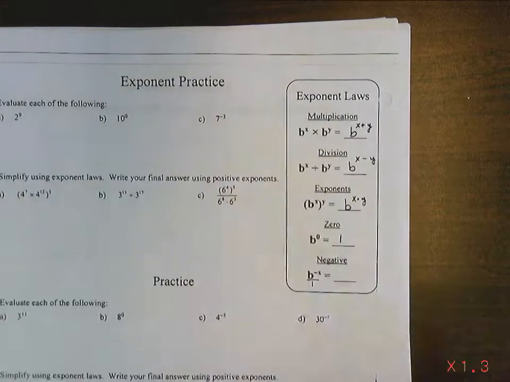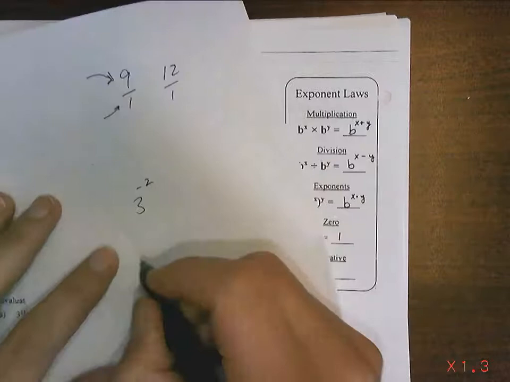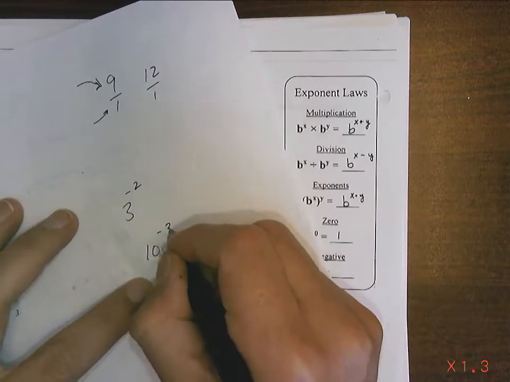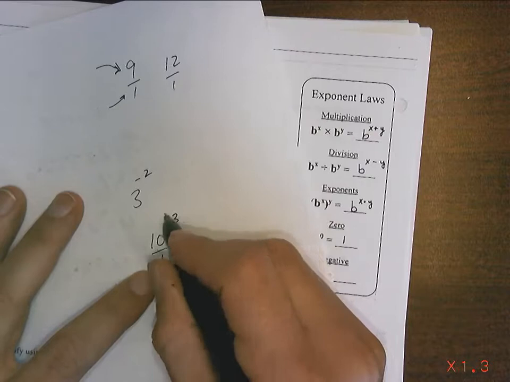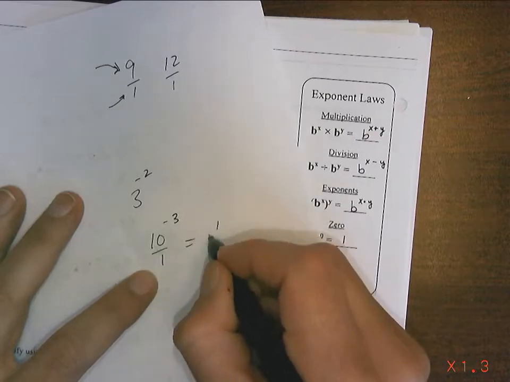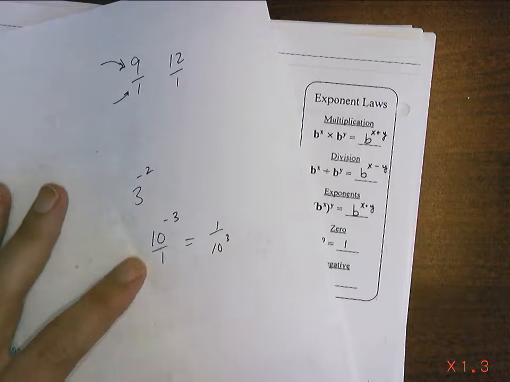So when I have b to the negative x, anything at all, 3 to the negative 2, well, why don't I use something you've seen before? 10 to the negative 3. So when I have 10 to the negative 3, then if the exponent's negative in the top, it's going to be positive in the bottom. Now that's wizardry. That's really, really cool.